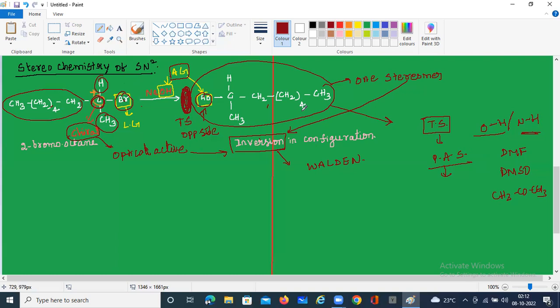So based on all those things, let us practice a few examples on that Sn2. Very interesting. Okay na?